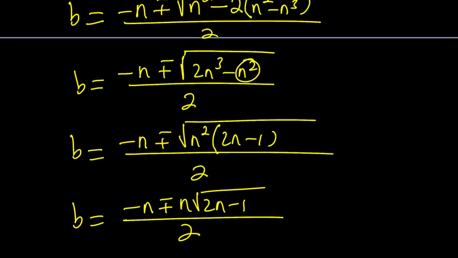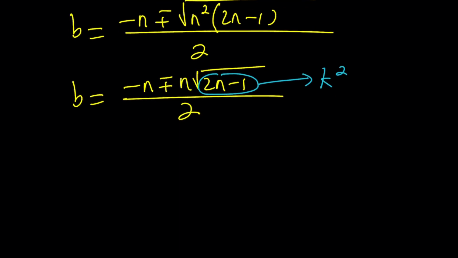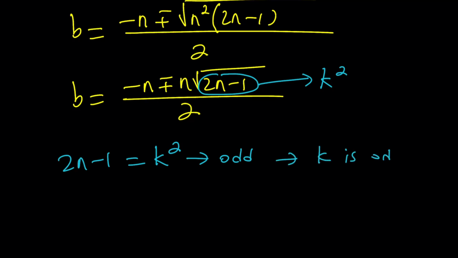But since b is an integer, a is an integer, n is an integer, everything is an integer, we can go ahead and do the following. The square root of 2n minus 1 needs to be an integer. So 2n minus 1 needs to be a perfect square. Let's go ahead and call that k squared. Awesome. So 2n minus 1 equals k squared. And as you know, 2n minus 1 is odd. It's kind of odd, right? So that means k squared is odd, and that implies that k is odd.